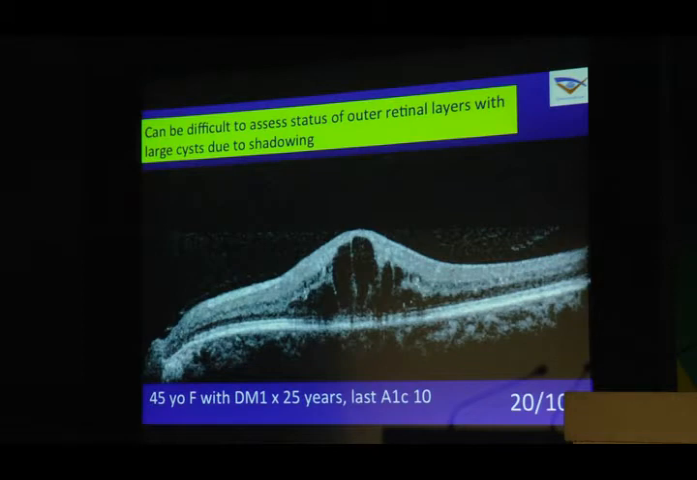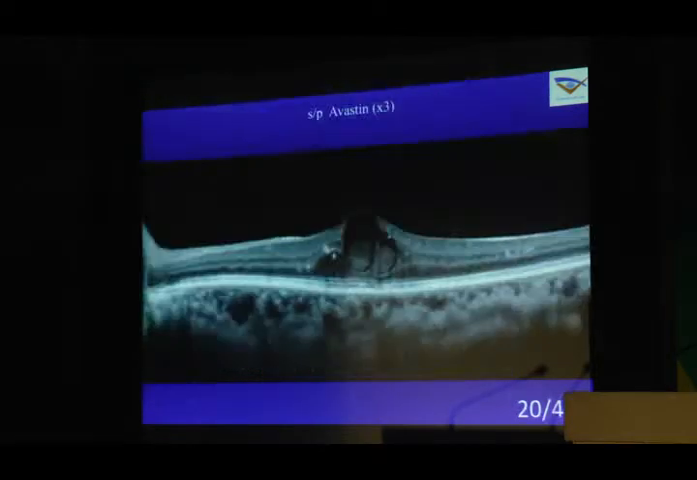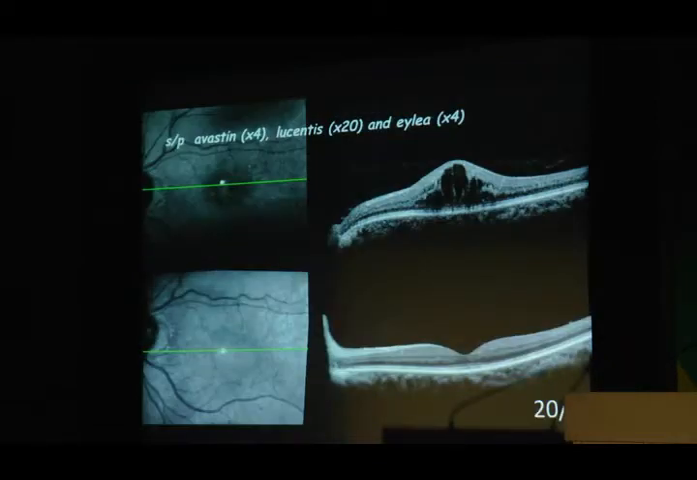There are situations where you may not be able to identify these layers, but do not worry. You have to inject an anti-VEGF in these cases, and maybe subsequently after 1 injection you will be able to identify these layers much better, and then you can prognosticate if the patient is going to do well or not, like in this patient who had been given 4 injections, and this is what the picture initially was, and this is the picture eventually. The patient did well.